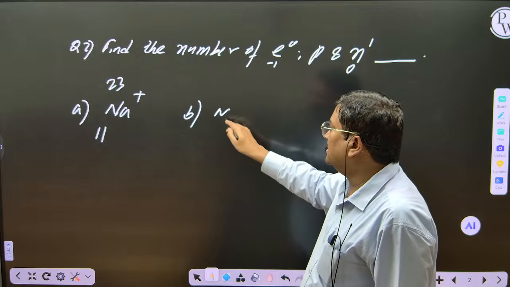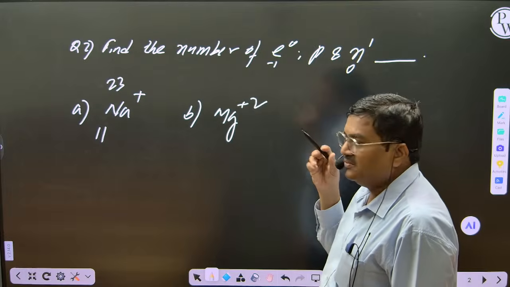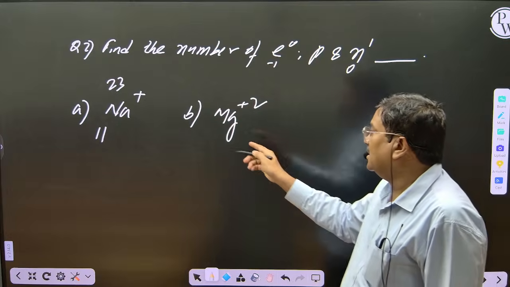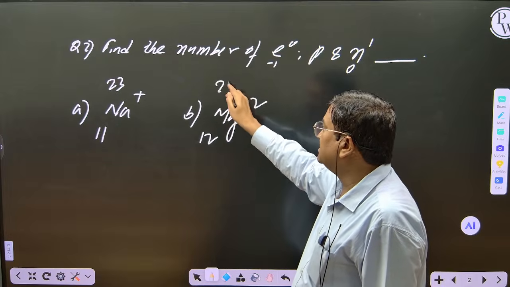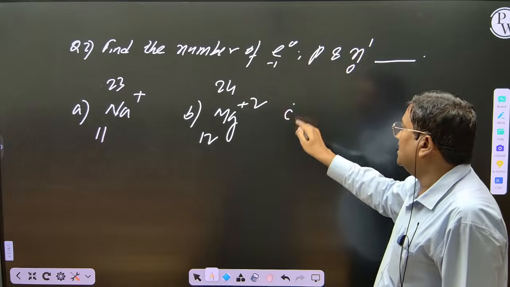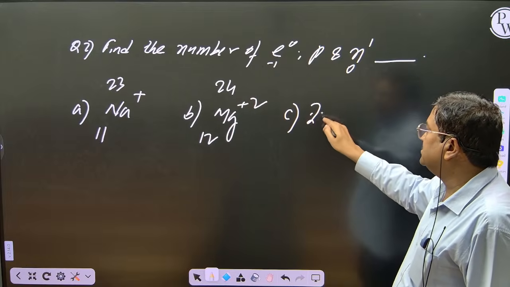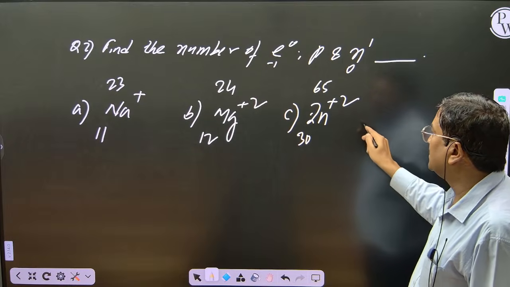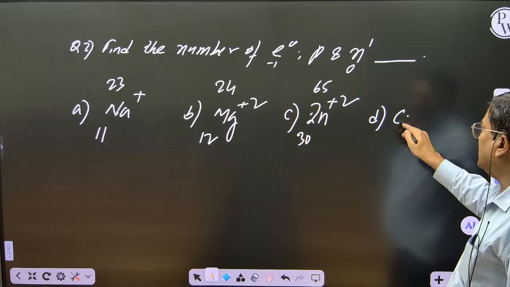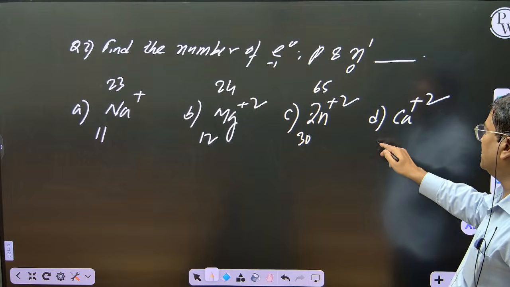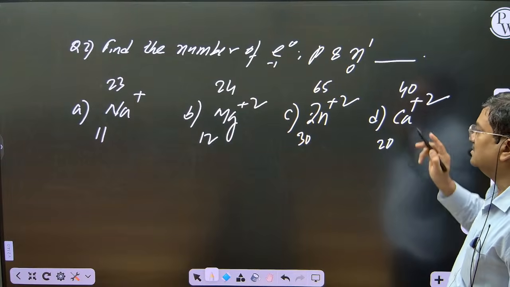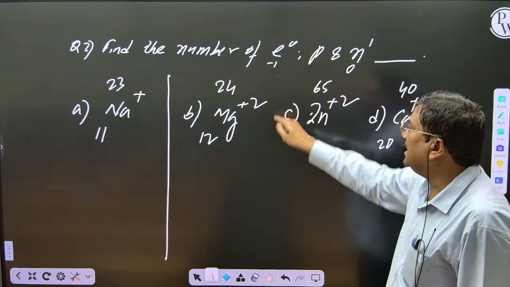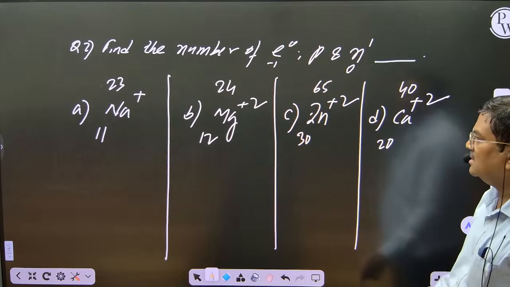Now see, the dipositive magnesium ion. What is meant by dipositive? A cation bearing two charges. Here, atomic number 12, mass number 24. Another I am taking: dipositive zinc ion, atomic number 30, mass number 65. Then dipositive calcium ion, atomic number 20, mass number 40. Now in this, find in the same sequence: first electron, second proton, next neutron.